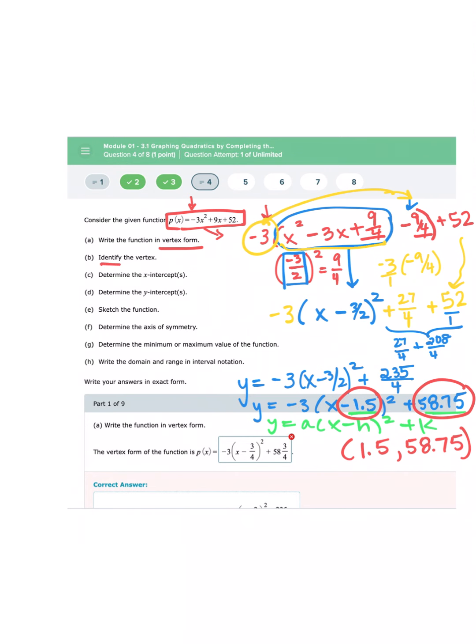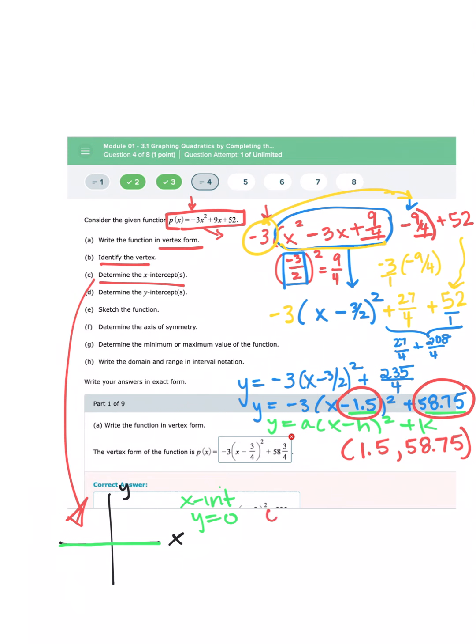All right, so we identified the vertex, we found the vertex form. For the next step, we want to determine the x-intercepts. So the x-intercepts are where we cross on the x-axis. So remember, that means that if we're going to touch the x-axis, we have a y value of 0 for those x-intercepts, which in this case, it's really our outputs, or our function value is 0. So we're going to write 0 equals -3x squared plus 9x plus 52.